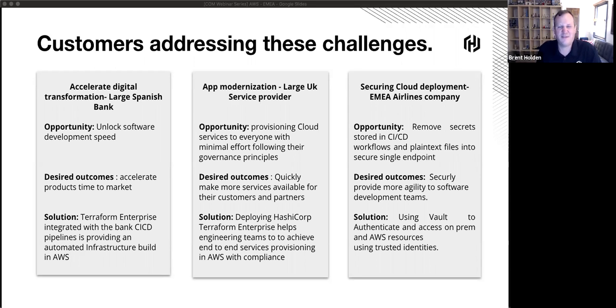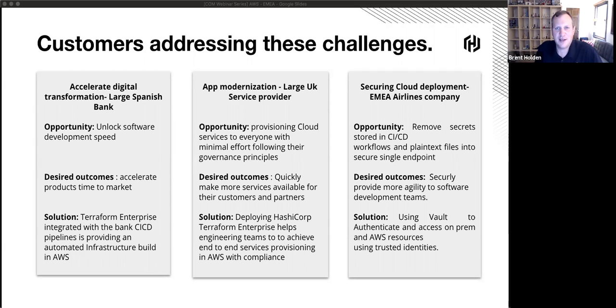And for them it's really about time to market, the software development speed. They had the number one goal of accelerating that. So their whole push was working with us and Amazon to create a CI/CD pipeline that delivered infrastructure directly to AWS resources using Terraform Enterprise.